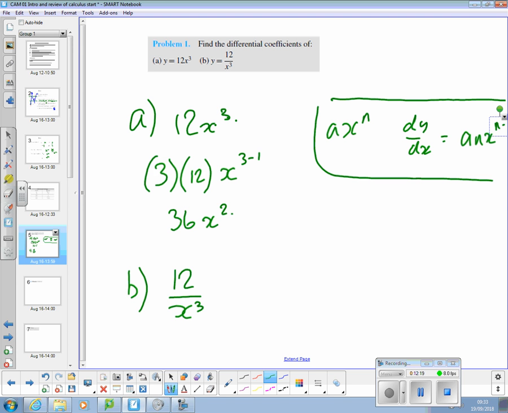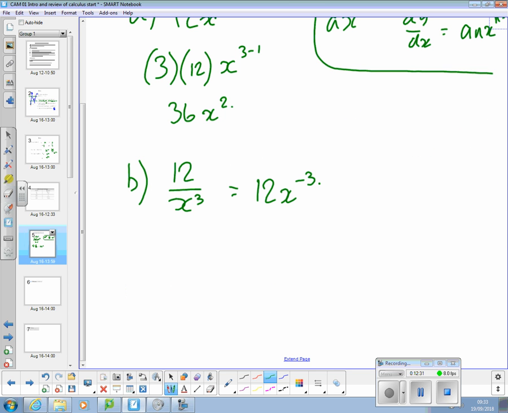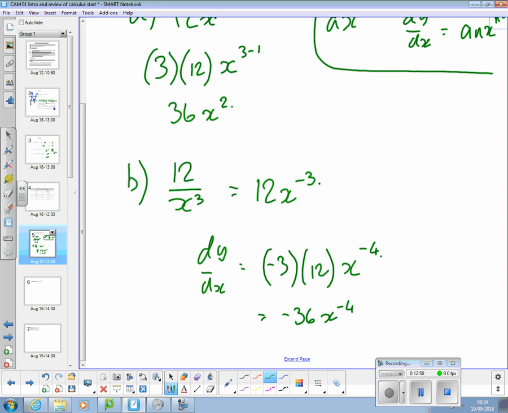Previous work. What do we have to do to that? Is equal to 12 x to the minus 3. And then we carry on that process. Minus 3. Credit for in the exam, but you could also write minus 36 over x to the 4. So bring that indices term back down underneath the denominator.